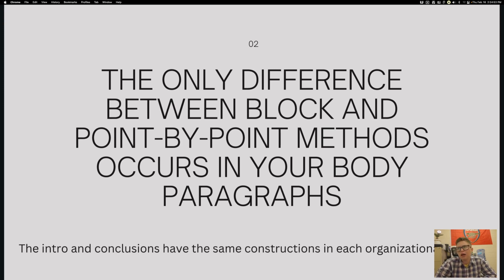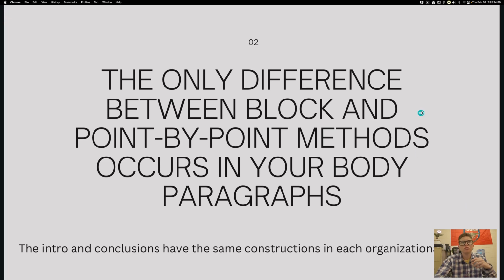The only difference between block and point-by-point methods occurs in the body paragraph. So your thesis is going to be the same, your introduction is going to be the same, your conclusion is going to be the same. You can write your whole essay in the block method, and then at the last minute decide, you know what, I'm changing it to the point-by-point method, and only have to change a couple of sentences. All right? It ultimately doesn't matter which you choose. You just need to be comfortable with whichever one you choose. That's kind of the big thing here. So be comfortable, be confident in which one you choose, and follow what I'm about to tell you.